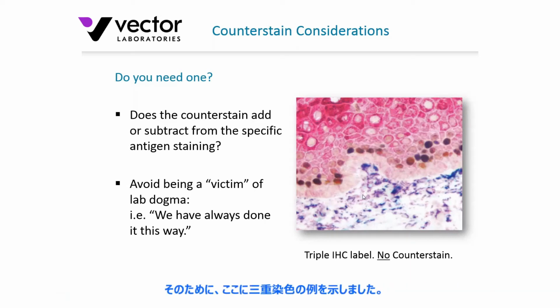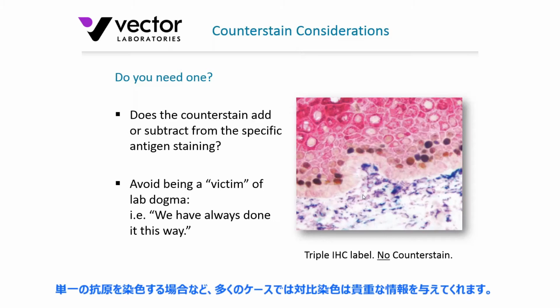And sure, I've got an example here of a triple label. Think back to that title slide image, the one with the lymphatic endothelial cell marker, and indeed the arteriole. You can see the value of a counterstain there. So certainly a single label in some instances, or in most cases, would benefit from a nicely counterstained specimen.